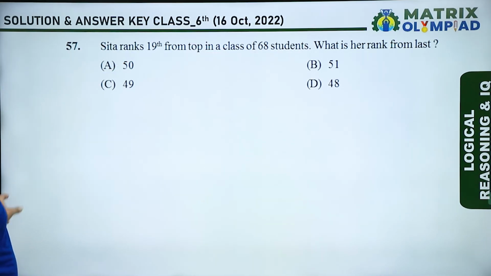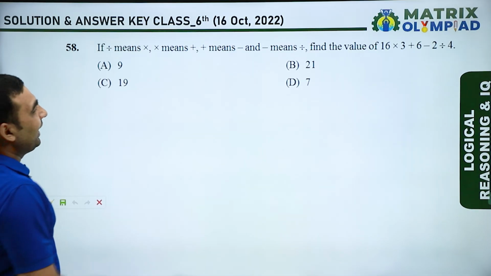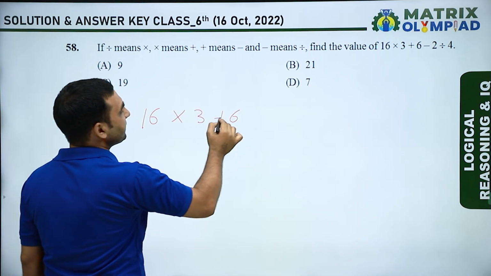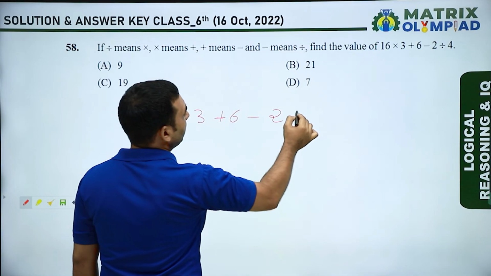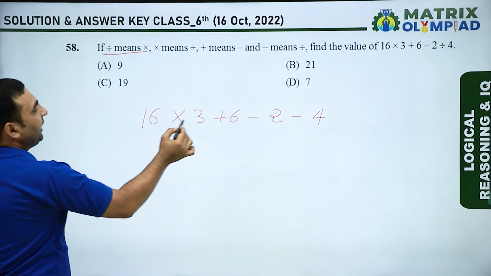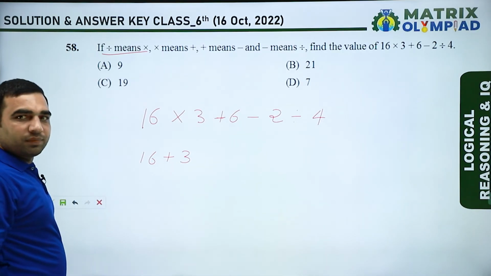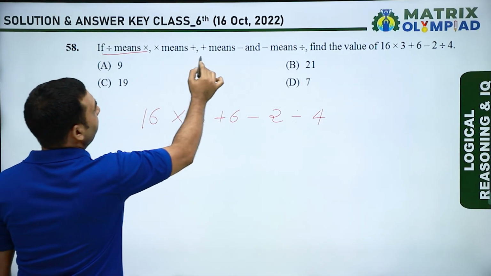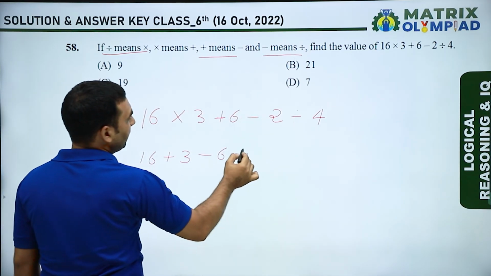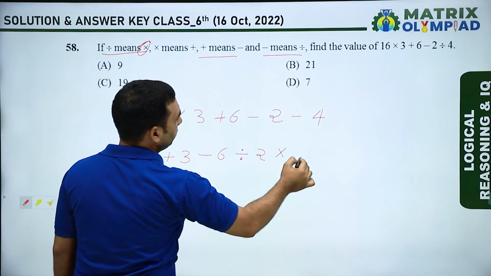Next question is, mathematical operation. Find the value of 16 into 3 plus 6 minus 2 divide 4. If divide means multiply, multiply means plus, then we take multiply as plus: 16 plus 3. Plus means minus, minus 6. Minus means divide, divide 2. Divide means multiply, into 4.